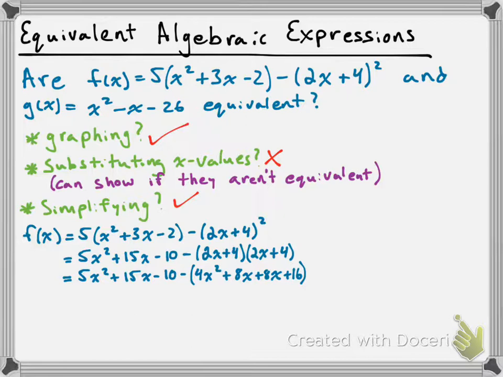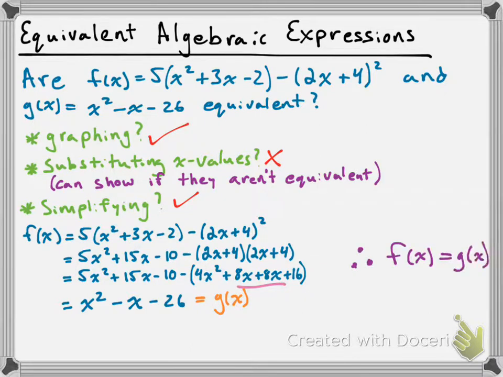Now I can start collecting like terms. 5x squared minus 4x squared gives us 1x squared. 15x minus 8x minus 8x, because we have these two 8x's here, so 15x minus 16x gives us negative x. And then we have negative 10 minus positive 16, which gives us negative 26. So f of x simplifies to x squared minus x minus 26, and you'll notice that is the same expression as g of x. Since we can simplify f of x to get the same answer as g of x, we can say that f of x and g of x are equivalent.